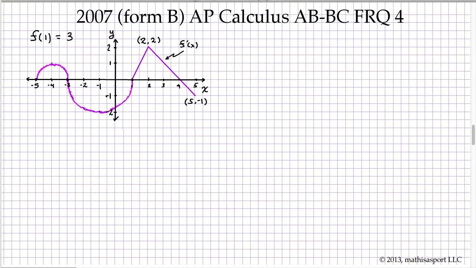In this problem, everything we know about the function is contained in the graph which I've reproduced here. That, in addition to the fact that we know one point, f of 1 equals 3. So it's vital that we notice that the graph that they've given us is not the graph of f, but rather the graph of f prime.